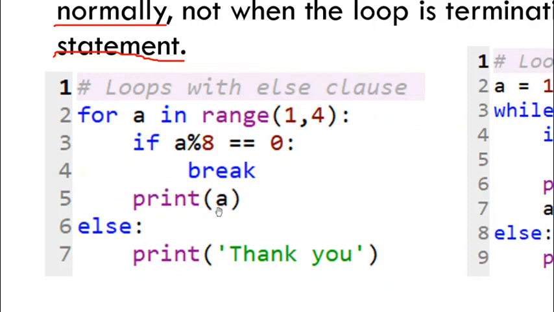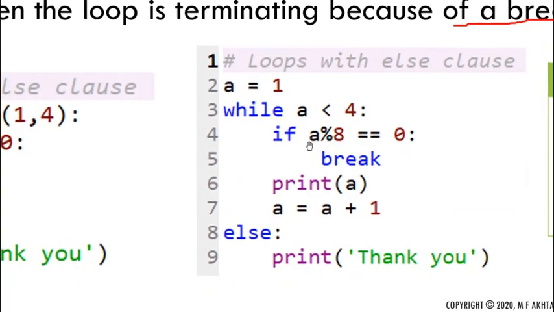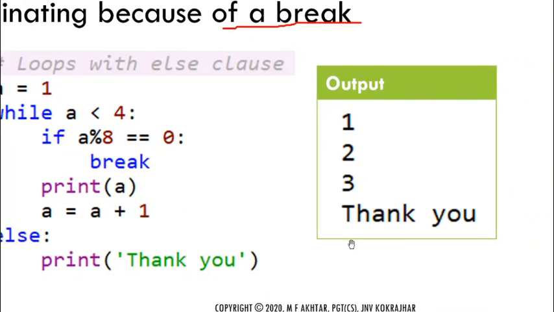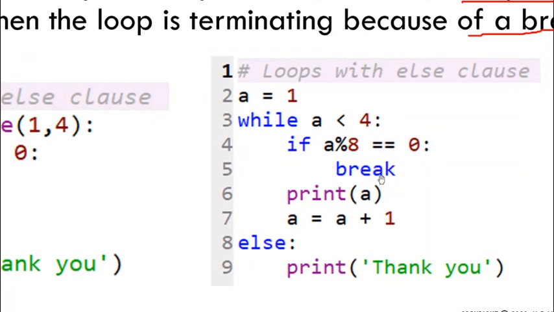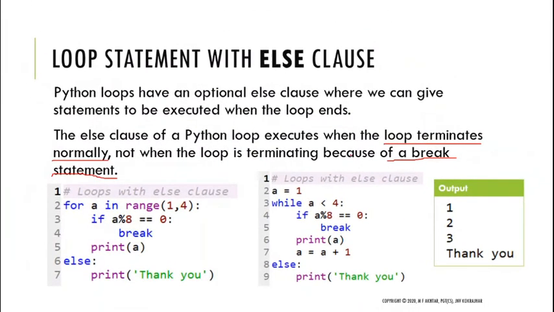Each time the print statement will be executed, and when this for loop ends normally, then the else statement will be executed. Same here in a while loop, we have given the same thing. Then the output will be like this. It will display 1, 2, 3, Thank you. The break statement is present here, but the else part is displayed. Why? Because this break statement won't be executed at any time, because the condition is given like that and it won't be fulfilled.